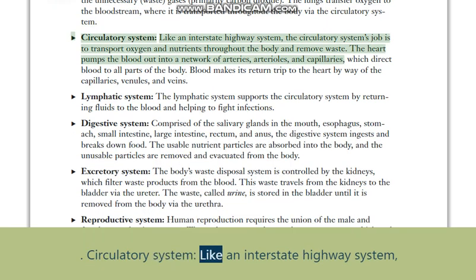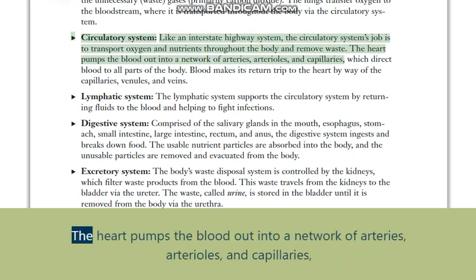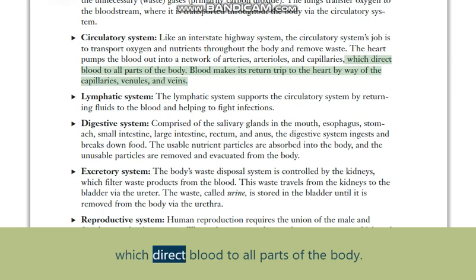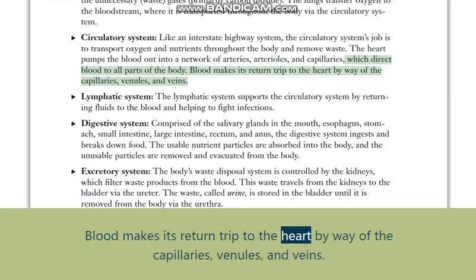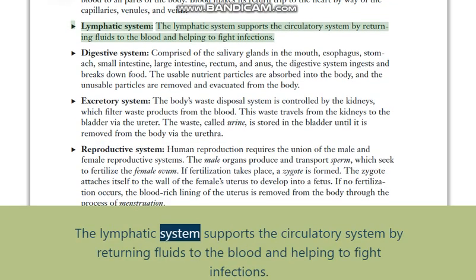Circulatory system. Like an interstate highway system, the circulatory system's job is to transport oxygen and nutrients throughout the body and remove waste. The heart pumps the blood out into a network of arteries, arterioles, and capillaries, which direct blood to all parts of the body. Blood makes its return trip to the heart by way of the capillaries, venules, and veins. Lymphatic system. The lymphatic system supports the circulatory system by returning fluids to the blood and helping to fight infections.